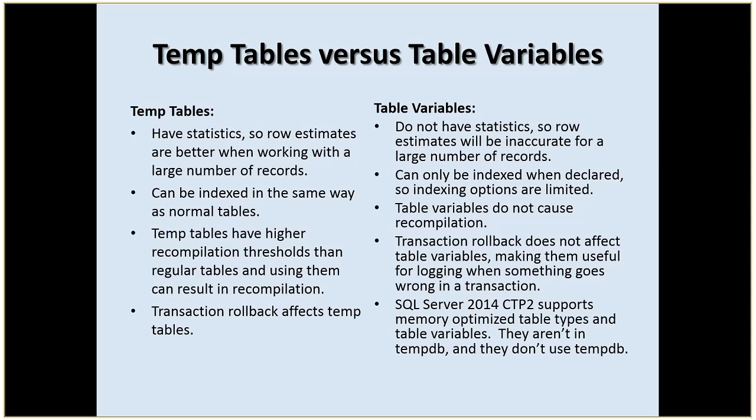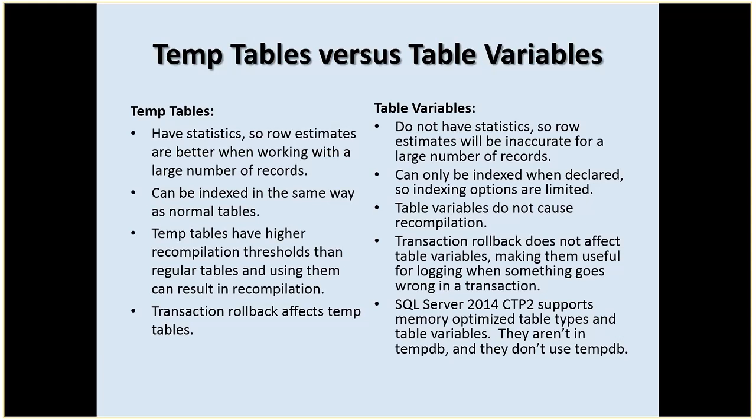Temp tables can cause recompilation and have higher recompilation thresholds than regular tables, and we're going to get to that in a minute. Table variables do not cause recompilation. So sometimes if you're dealing with a recompilation problem, it may make sense to look at table variables as a solution. It may not always be the best way to go, but it may be an option. The final thing we'll look at is that transaction rollback affects temp tables. It does not affect table variables. So if you want to log what happened inside a stored procedure, table variables are a great way to do it.